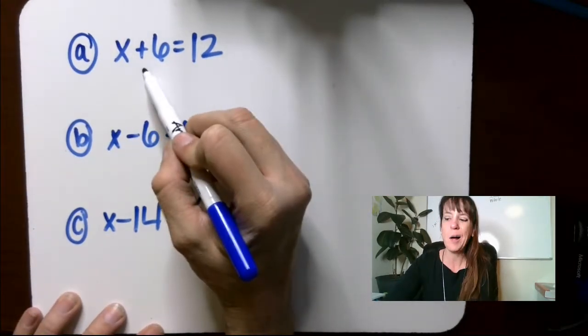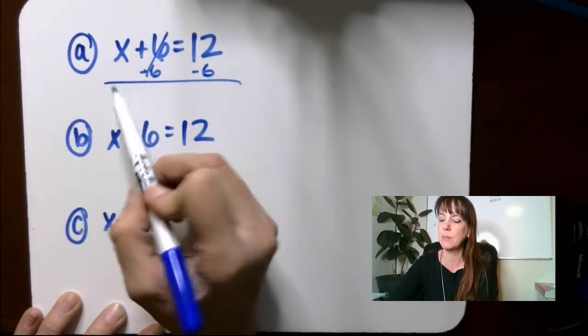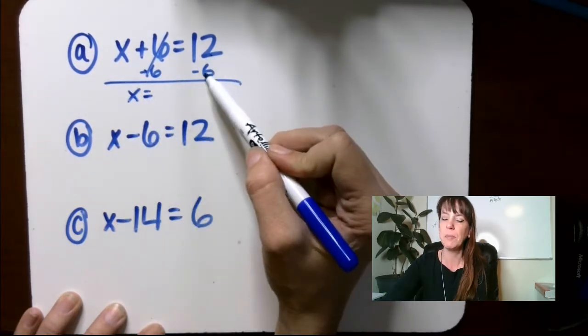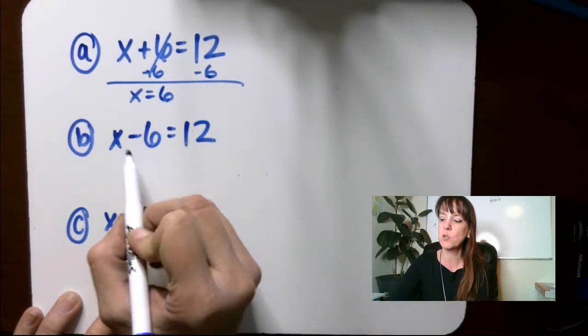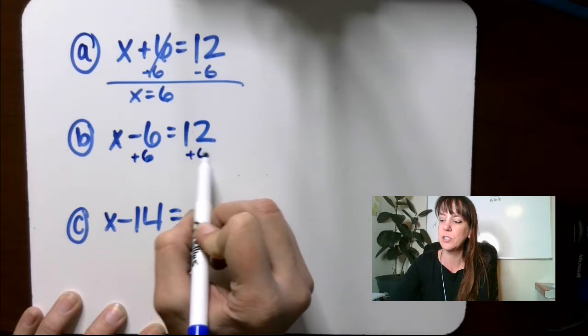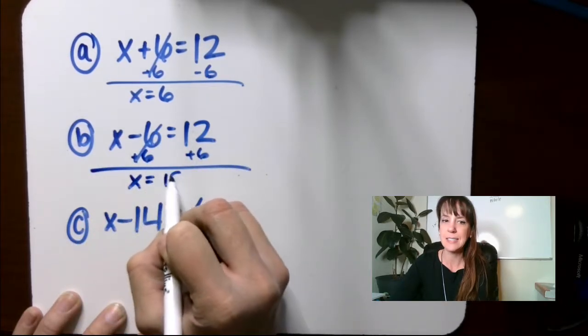We're going to, opposite of positive 6 is negative 6. When we do that, these cancel out. I bring down my x, I get x equals 12 minus 6 gives me 6. Looking at this, the opposite of subtracting 6 is adding it. If I do that, these guys cancel out and x equals 18.